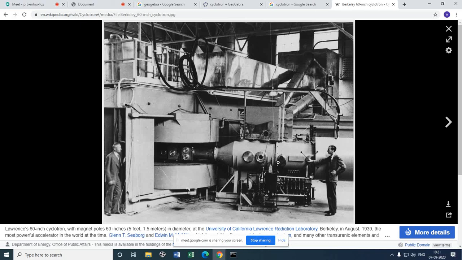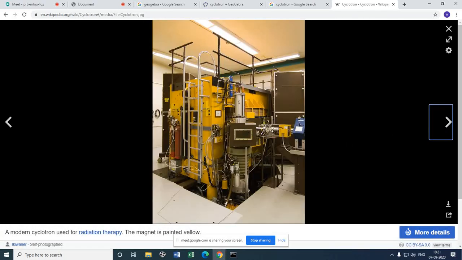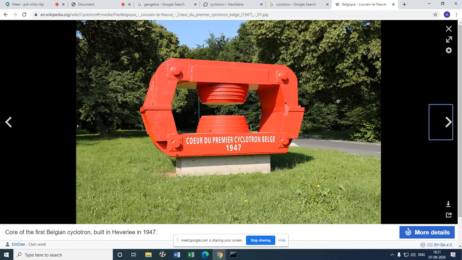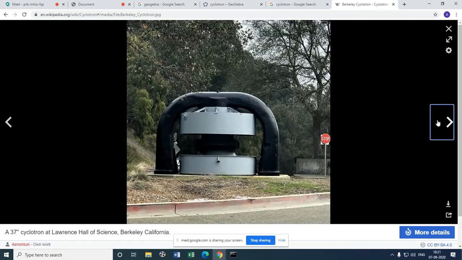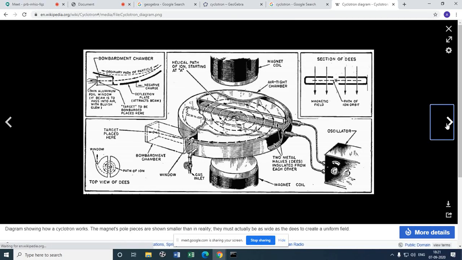Can you see this tunnel? From here it is collected, through that window. And this is the modern one. Look at this fine diagram here. Can you see, this is the actual picture? This is the first schematic sketch. You see, this is the oscillating frequency. Two metal D's insulated from each other. This is the one path. You can draw this diagram also. Top view of the disk.